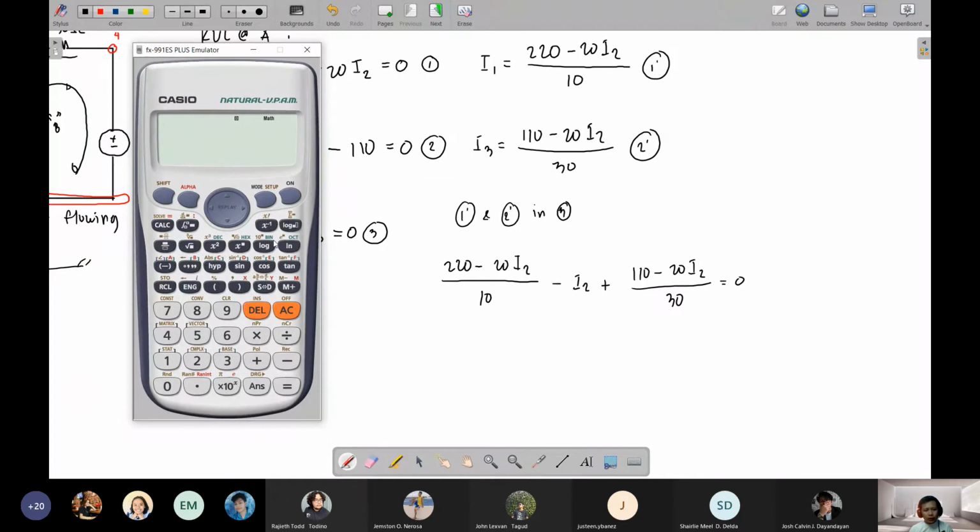Okay. You have fraction 20 minus 20 alpha x divided by 10. Then minus alpha x. Then plus 110 minus 20 alpha x divided by 30. Then equate to 0. Okay, then shift solve. Alpha x. That's the answer already.